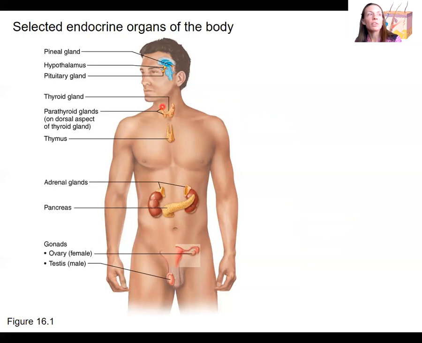So for example, the thyroid gland is located right here. It produces thyroid hormone, which then acts in the bloodstream. It's going to target wherever there are receptors for that chemical. And you can see the endocrine system is very widespread throughout the body, from the testes all the way up to parts of the brain.